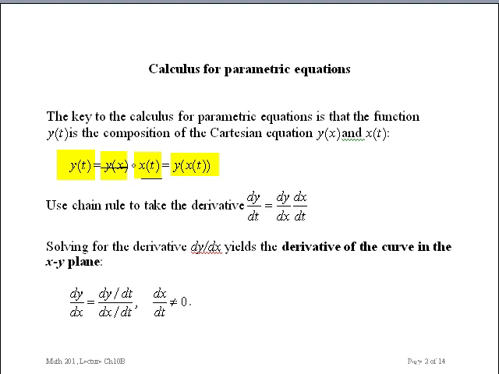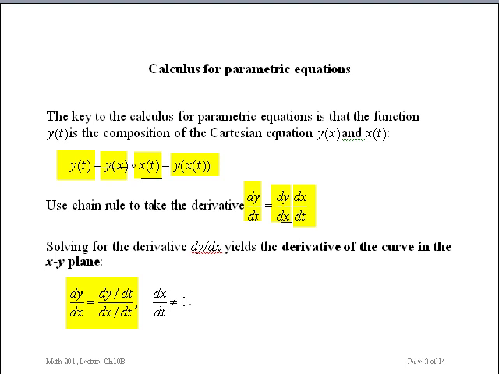Now if we take the derivative, we're going to use the chain rule, so dy by dt is dy by dx times dx by dt. Now isolate dy by dx, and we end up with the expression for the slope, dy by dx, the slope along the curve in the xy plane, in terms of the parametric equations x of t and y of t.